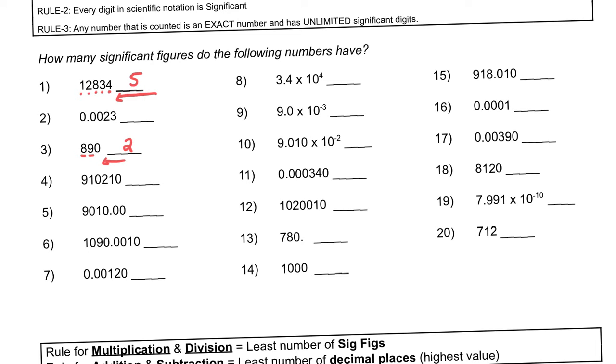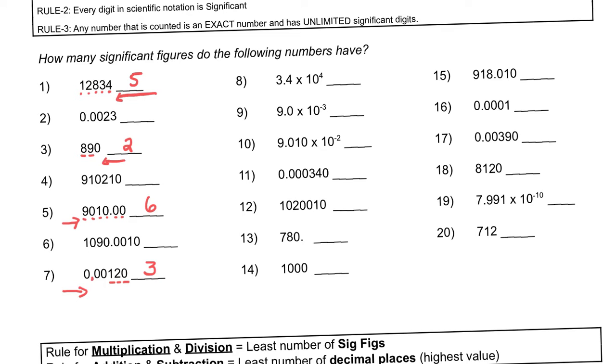Number 5, decimal is present, so I'm going to start from the Pacific side of the number. And my first non-zero number is 9. And I just count until I run out. So that's going to be 1, 2, 3, 4, 5, 6. This next number, number 7, decimal is present. So I'm going to start from the Pacific, and I'm going to go to my first non-zero number, which is the 1. I count until I run out, so this will have 3 significant figures.